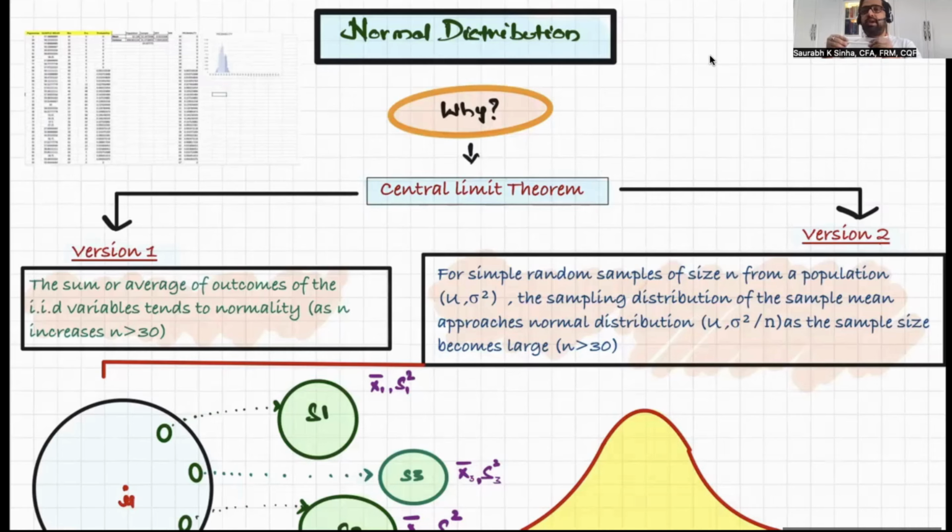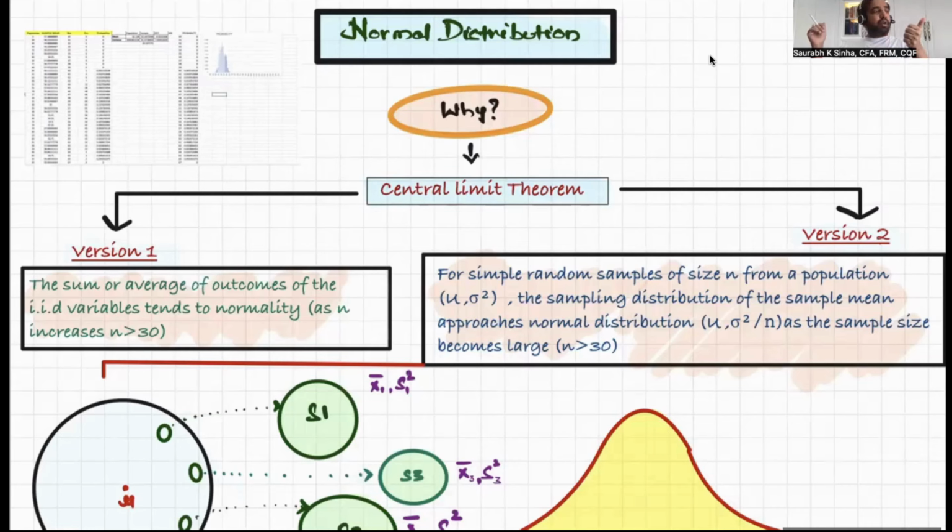In the series of lectures of statistics for CFA and FRM, we are into another series of lectures on probability distribution. We completed the discrete probability distribution, and now we have entered into the discussion of continuous probability distribution. In continuous probability distribution, the name of the distribution is normal distribution, and we completed two sessions.